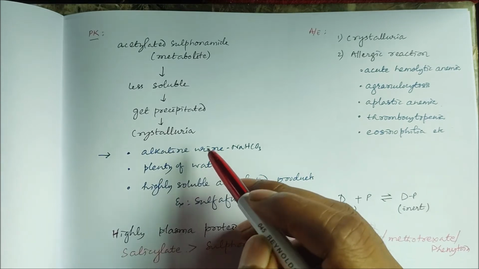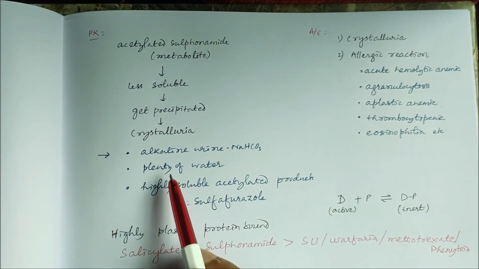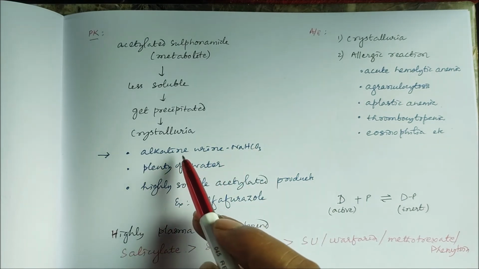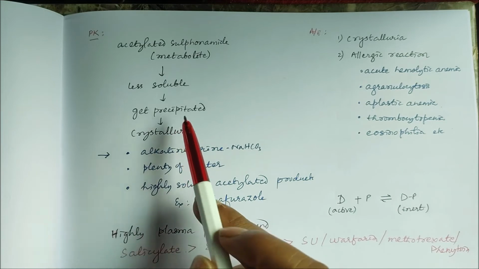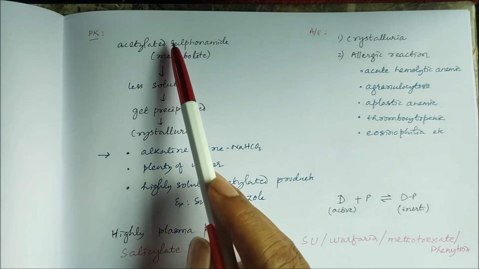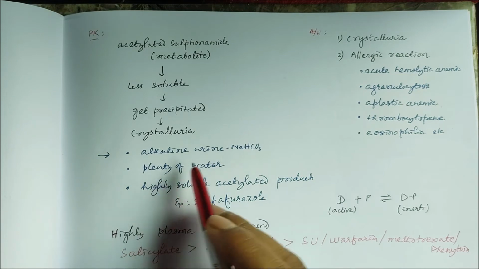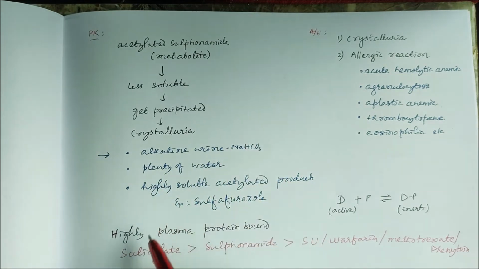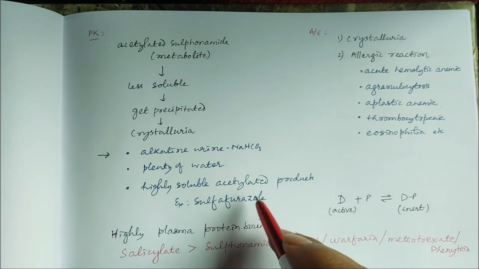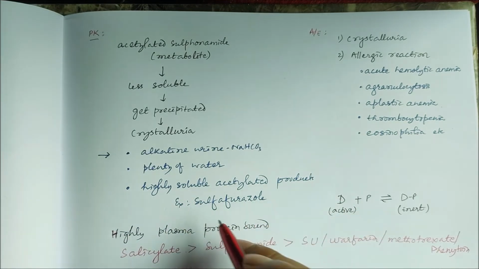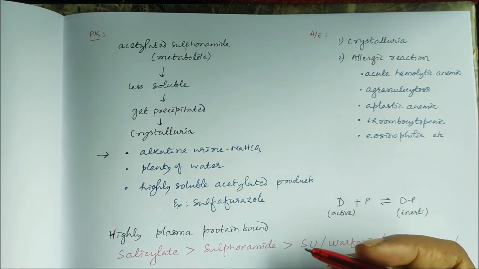This crystalluria can be prevented by the use of sodium bicarbonate, which will alkalize the urine, and it will become soluble and can be excreted. Or we can take plenty of water to excrete that, or we can use sulfonamides having highly soluble acetylated metabolites, for example sulfafurazole.